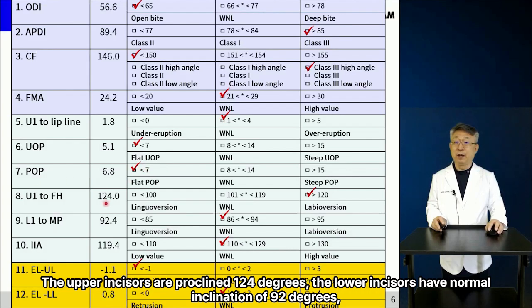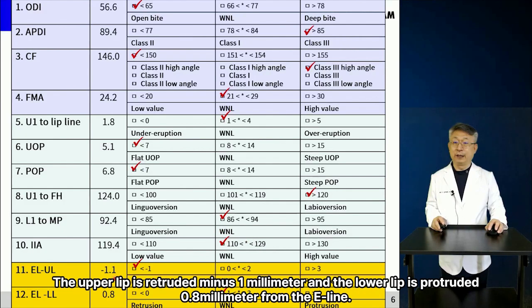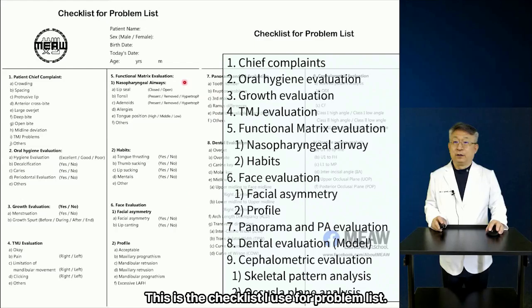The upper incisors are proclined 124 degrees. The lower incisors have normal inclination of 92 degrees. And the interincisal angle is 119 degrees. The upper lip is retruded -1 mm, and the lower lip is protruded 0.8 mm from the L-line. This is the checklist I use for problem lists.